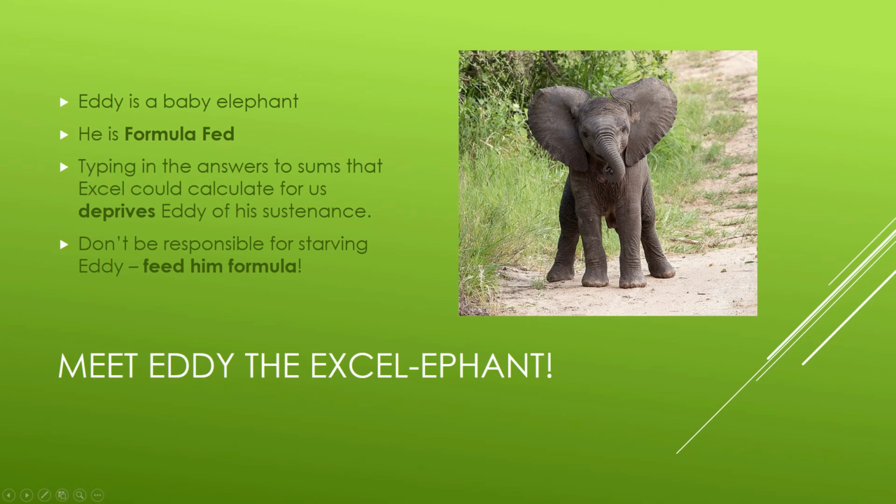So here's the deal. This is Eddie, the Excel-elephant. He's a baby elephant, and he's formula fed. If you type in the answers to sums instead of using formulas to calculate them, then you're depriving Eddie of his food and his sustenance, and he will die. So don't be responsible for starving Eddie. Make sure you feed him formula wherever formula is required.